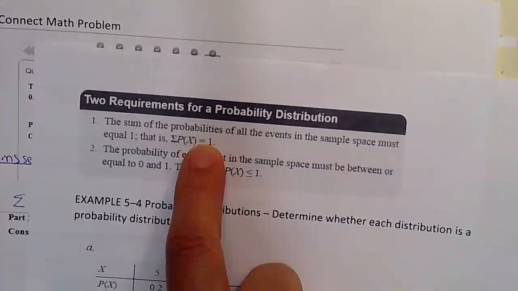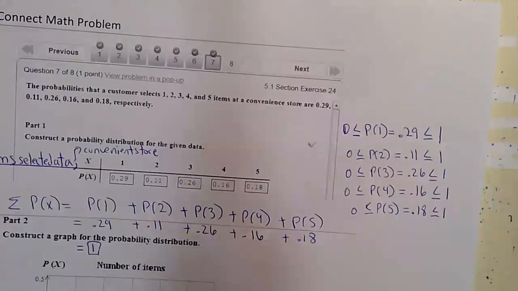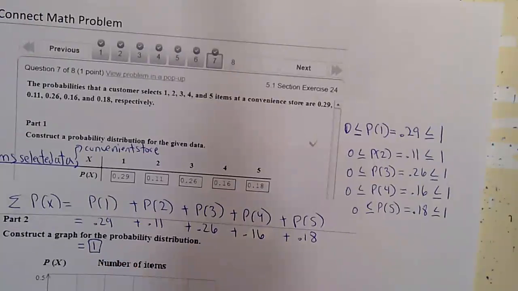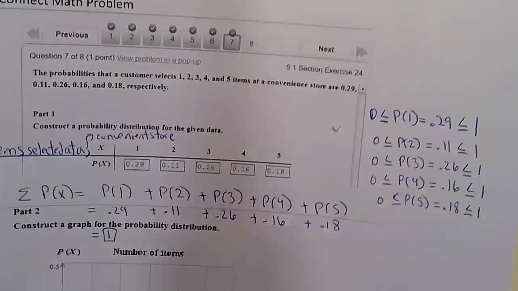If you sum all the probabilities up, all of them, it gives you exactly 1. So it does meet the requirement. Both of them have to be met. If one of them doesn't meet, it can't be a probability distribution. And of course, if both don't meet, it's not a probability distribution. Okay, and then we were talking about the graph.